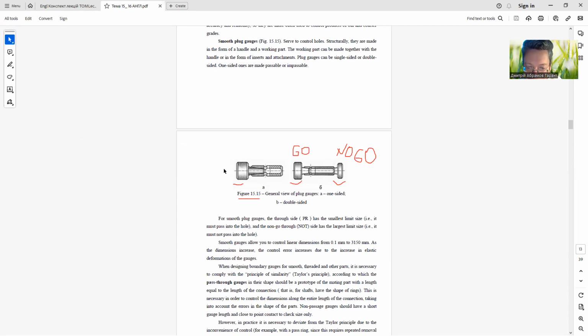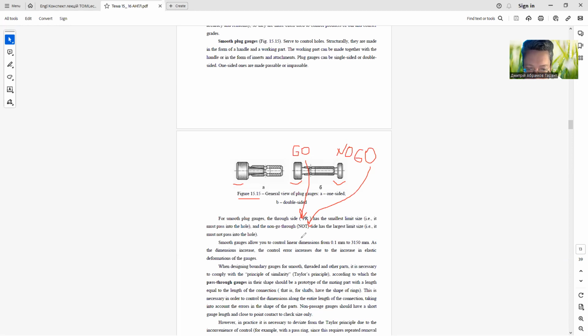For smooth plug gauges, the go side has the smallest limit size. It must go into the hole. And the no-go side has the largest limit size. It must not go into the hole.